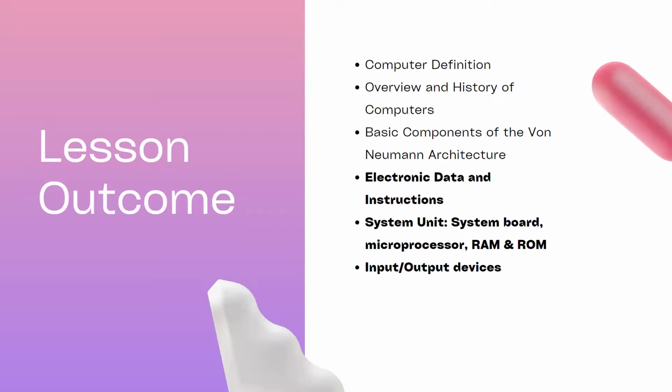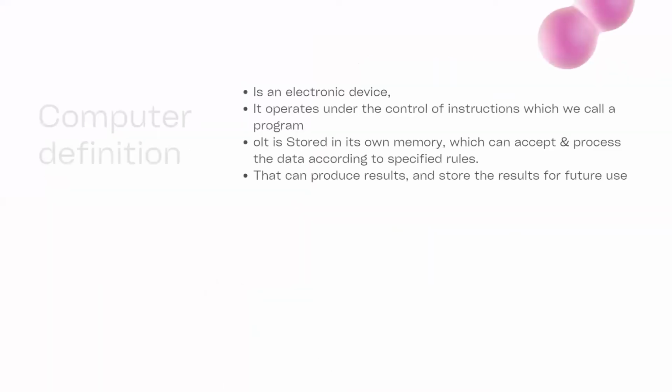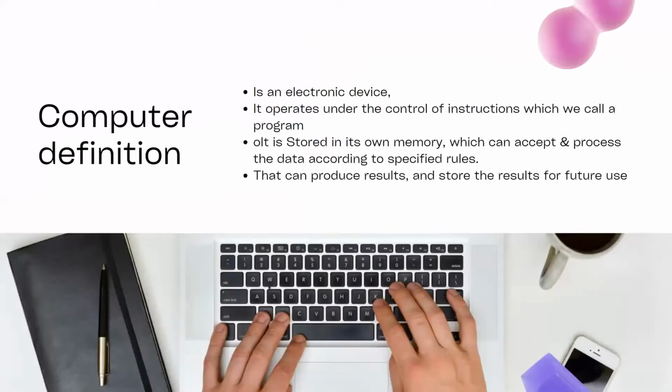In the last week, we talked about computer definition, overview of history of computer, and component of the von Neumann architecture. And in this course, we will talk about electronic data, system unit, and input or output devices. But let me recap our course in the last week about computer definition.